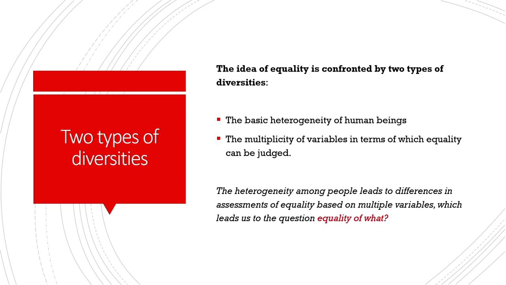So, human beings are born with different characteristics, with different physical traits, different socioeconomic conditions and so on. But at the same time, different kinds of variables can be used in terms of which the idea of equality can be judged. So this heterogeneity among people leads to differences in assessments of equality based on multiple variables, and therefore it begs the question, equality of what? When we say that we want to pursue equality in terms of education or health, or we tend to idealize a form of equal society, often it is important to ask, equality of what?